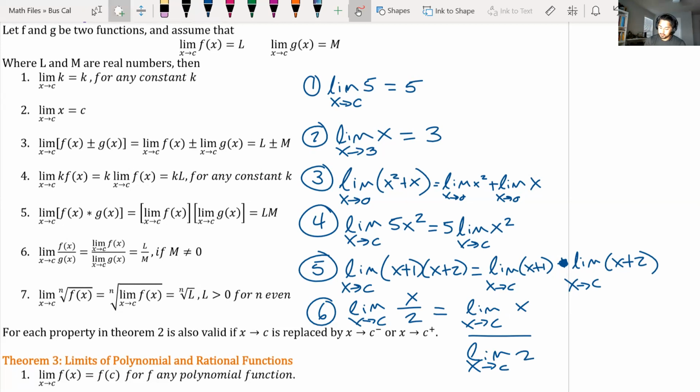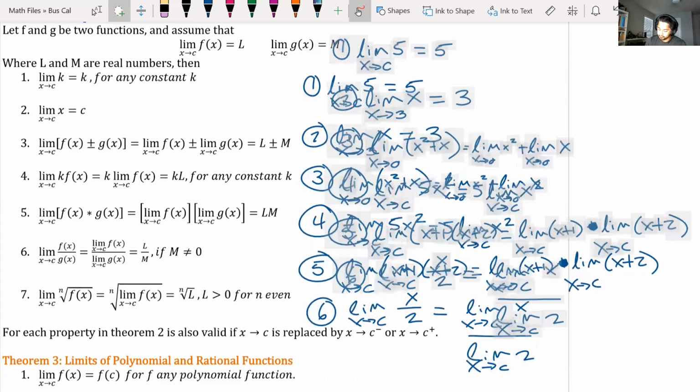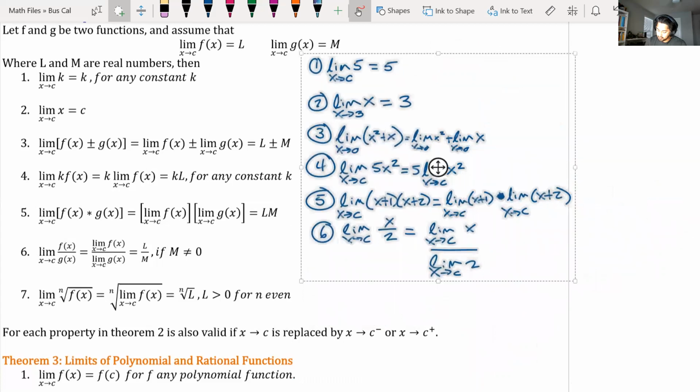And then let me see if I can move these up. Let's see. Move it there. There we go.